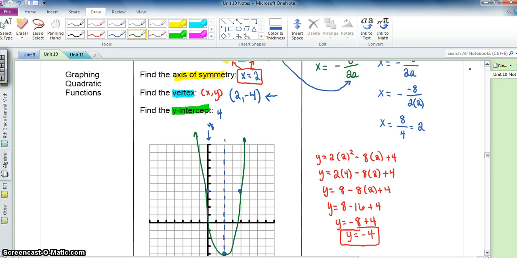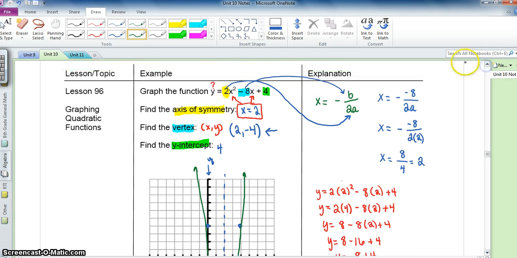I've graphed the parabola using the axis of symmetry, which I found by using the equation x is equal to negative b over 2a. I then plotted the vertex, which is found by taking that axis of symmetry, putting it in for x, and then solving for y. That gives me an x-coordinate and a y-coordinate. I then use my y-intercept, which is always the c value. Once I have those 3 things, I can go ahead and plot my graph.